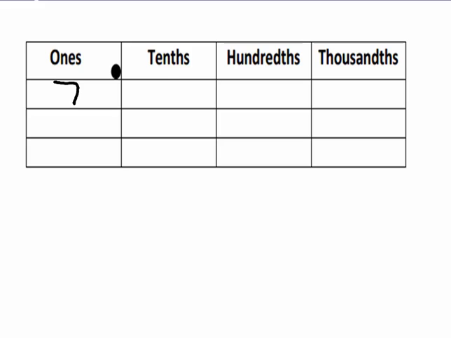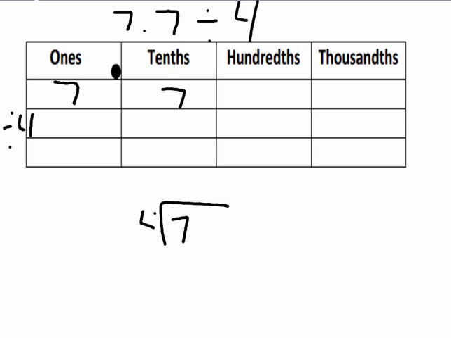I have 7 ones and 7 tenths, and I want to do it divided by 4. 7.7 divided by 4. So what do I do first? Well, how many times does 4 go into 7? It goes in 1 time. Multiply, subtract. Notice how I have 1, 2, 3 left over.